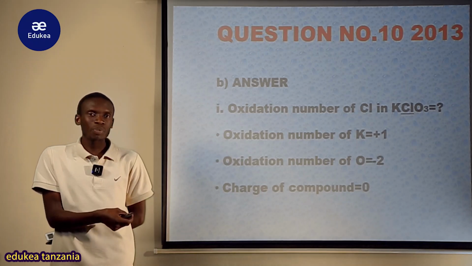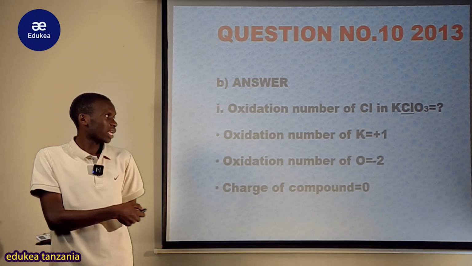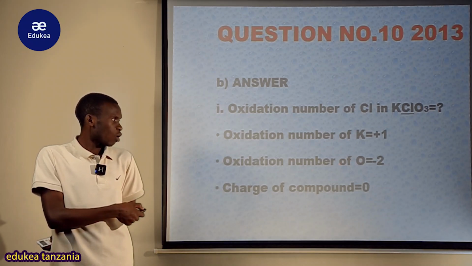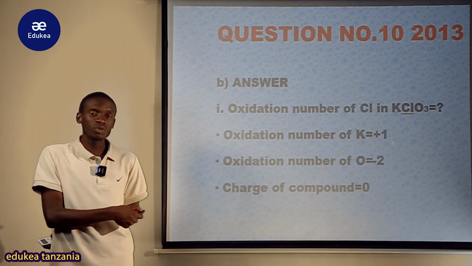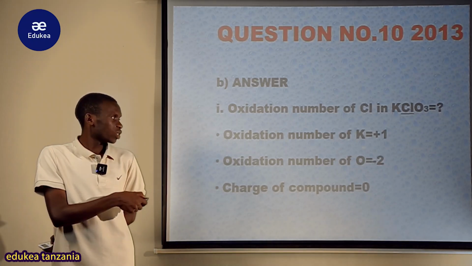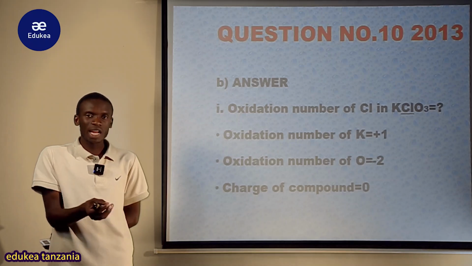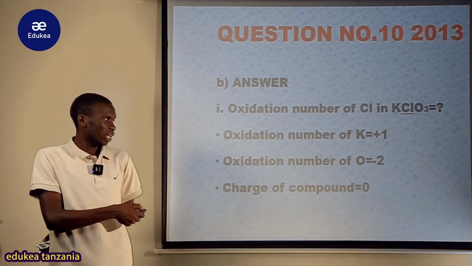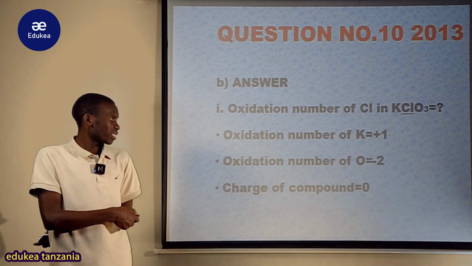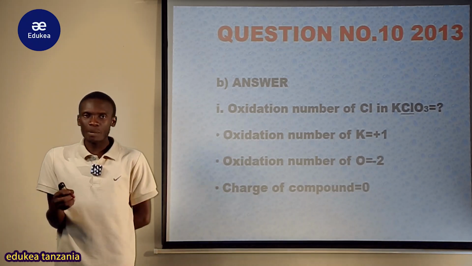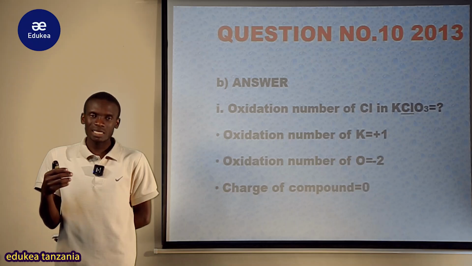Potassium ipo kwenye group 1 na oxidation state yake ni +1. Also the oxidation number of oxygen is -2. Yeye ana tend to gain, anahitaji -2, yeye ana gain, so -2. And the charge of the compound hapo ukiangalia ni 0 kwa sababu ni neutral compound. Kama neutral compound maana yake charge yake ni 0.